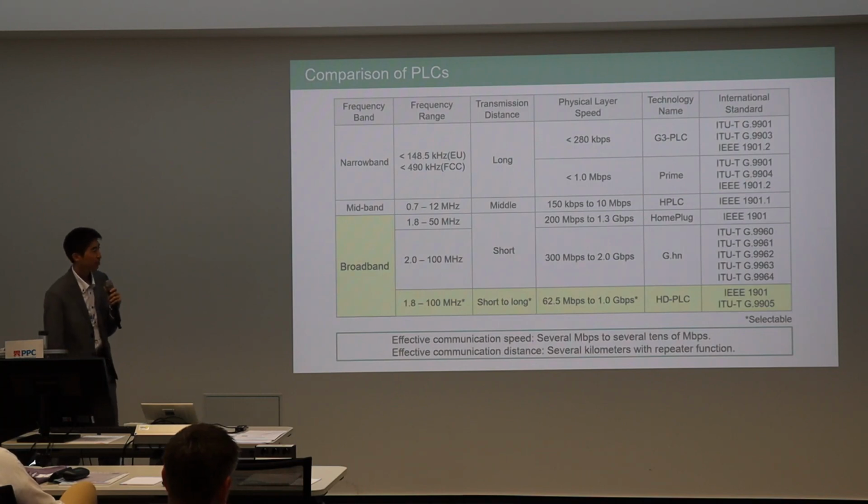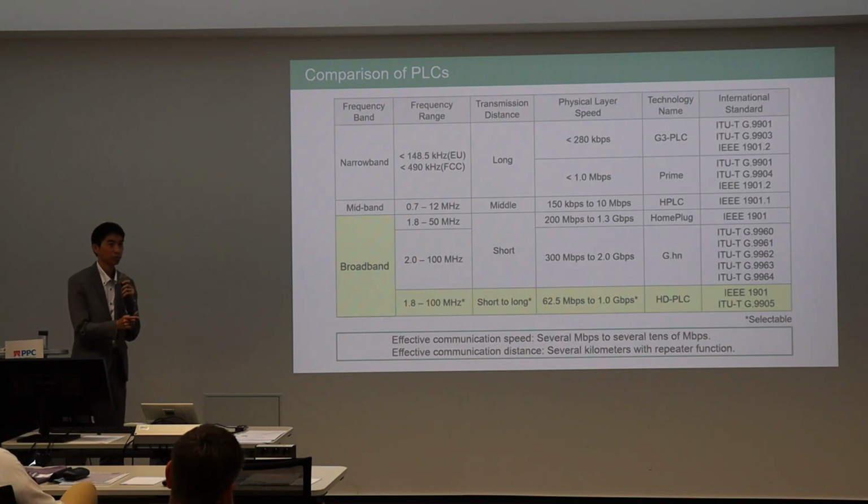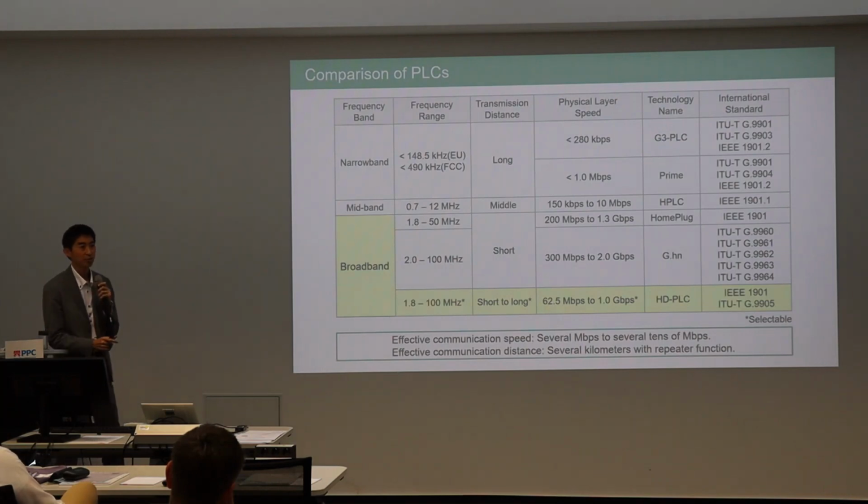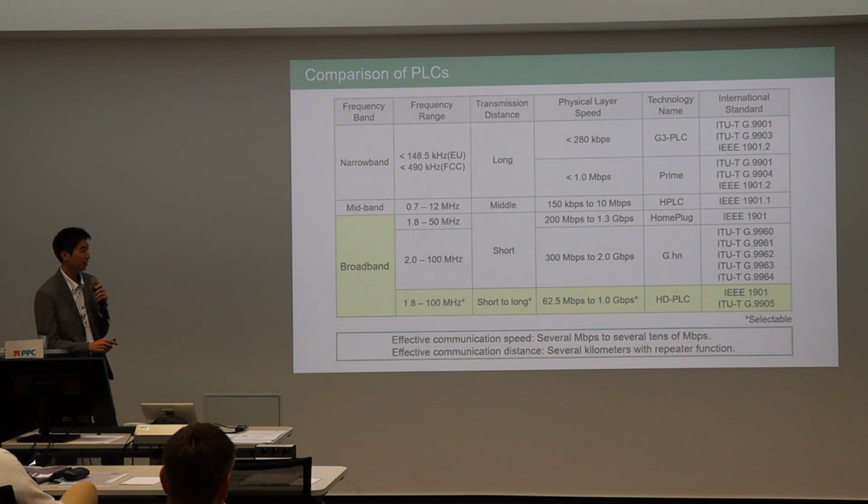Broadband PLC generally has the fastest communication speed and the shortest communication range. Among them, G.hn has the fastest communication speed. On the other hand, HD-PLC can choose a frequency band. In other words, it can switch between high-speed mode and long-range mode. The theoretical maximum speed of HD-PLC is 1 gigabit per second.